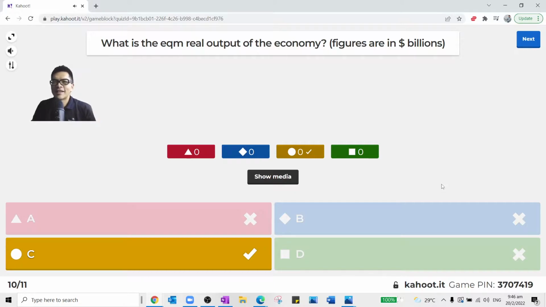Seems like this question caught everyone with their pants down. It's actually pretty straightforward. Your real national income is equal to C plus I plus G plus X minus M. So all you need to do is balance out the four options. Option 3, C, is the correct one.